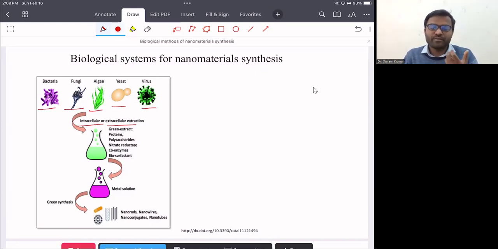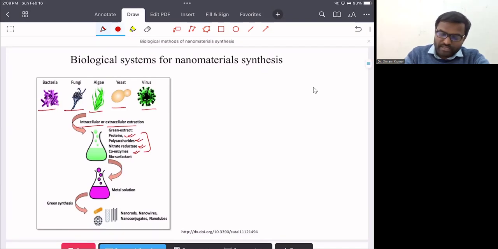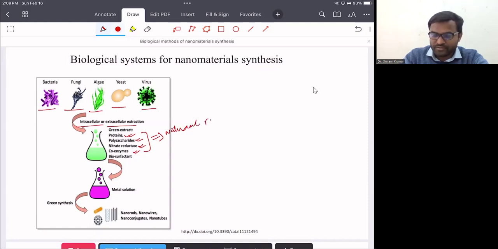If we extract the important chemicals from bacteria, fungi, algae, yeast, and viruses, for example proteins, polysaccharides, nitrate reductase, or maybe coenzymes, these materials are called natural reducing agents. Either we can use protein, polysaccharides, nitrate reductase, or the enzyme. These are the natural reducing agents that convert the metal charge to M0, and that's why we get nanoparticles.